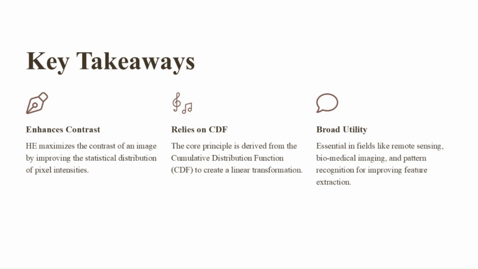First, histogram equalization enhances contrast. It improves the visibility of details by redistributing the brightness levels of the image. Second, the whole process relies on the concept of the cumulative distribution function, or CDF. This mathematical function helps in mapping the original pixel values to new ones in a way that balances the overall intensity. And finally, this technique has broad utility. It's used in many fields like remote sensing, biomedical imaging, and pattern recognition, where improving the quality and clarity of images is very important. In short, histogram equalization is a simple yet powerful method for image enhancement.